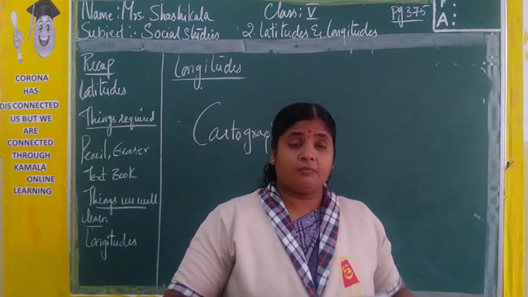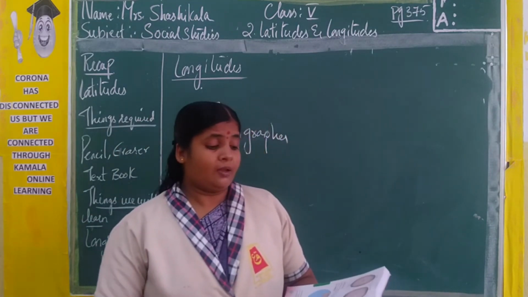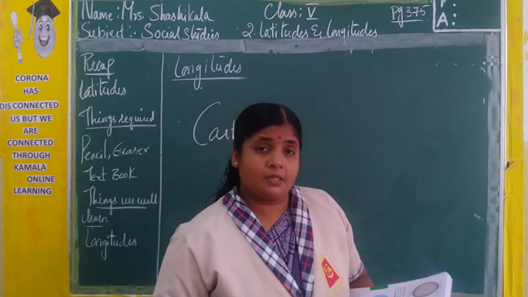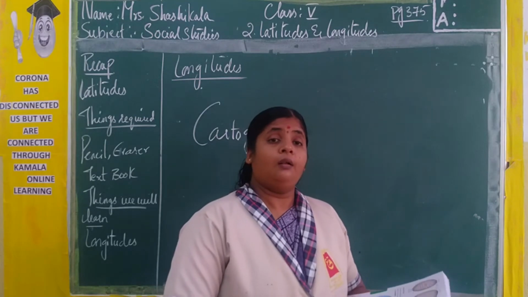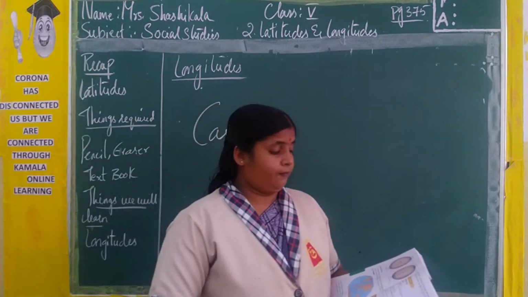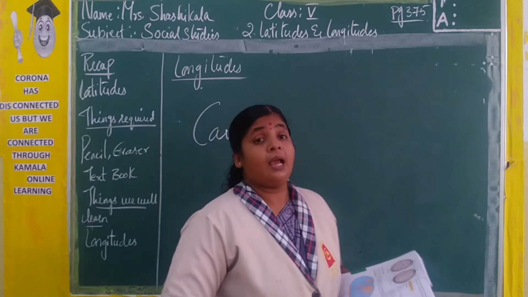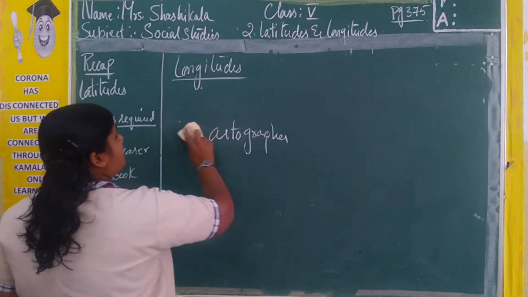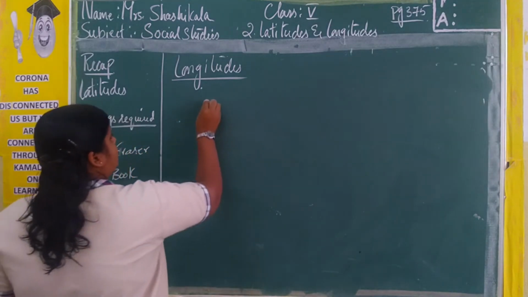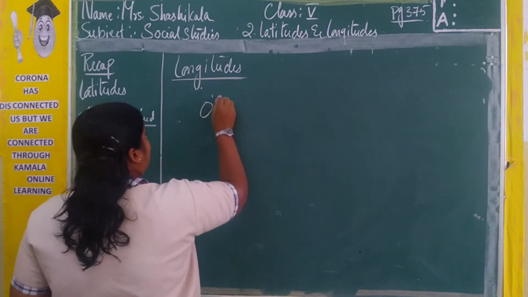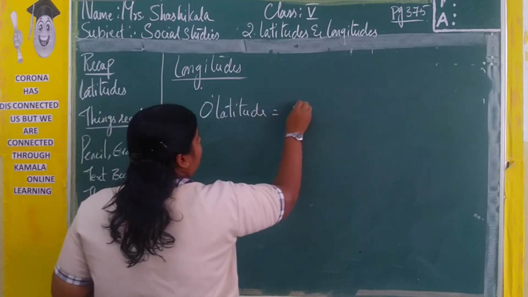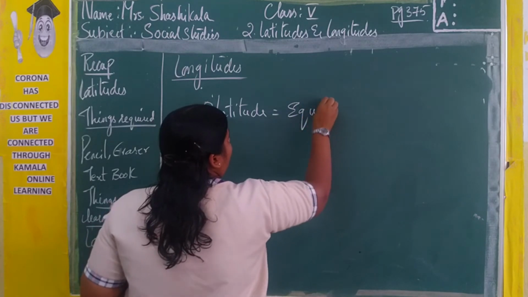Now moving to page number 377. Here we have a small checkpoint. Please take the pencil and eraser, hold the textbook in your hand properly and concentrate. Now name the following. 0 degree latitude. What is 0 degree latitude? The 0 degree latitude is nothing but the equator.